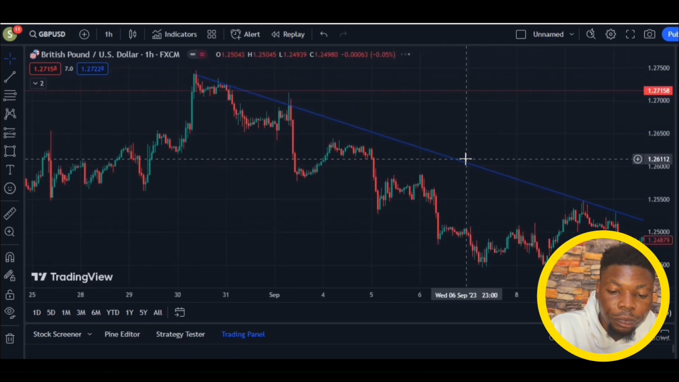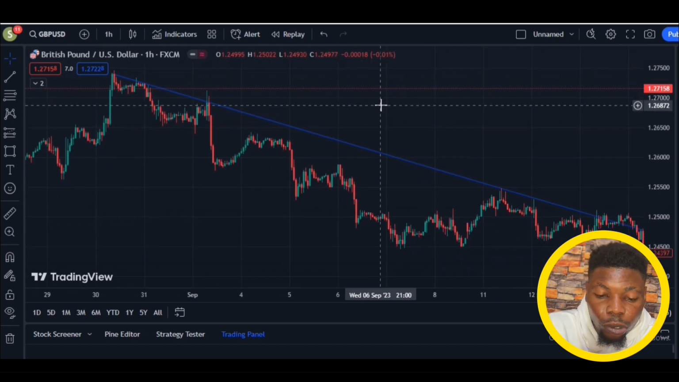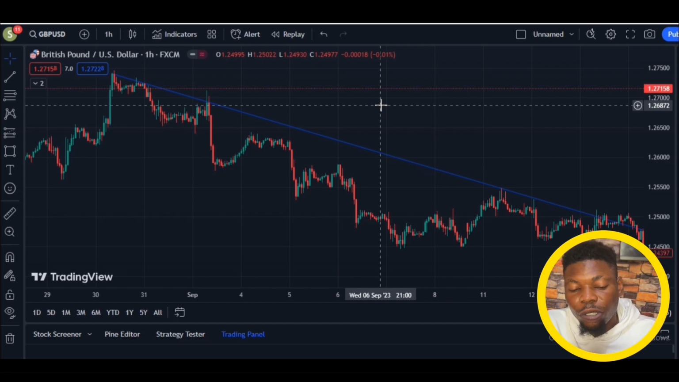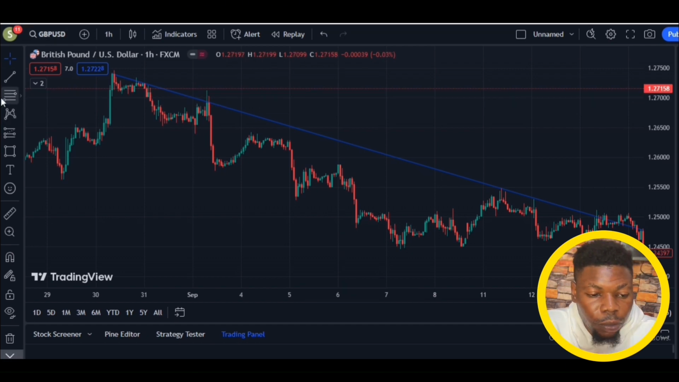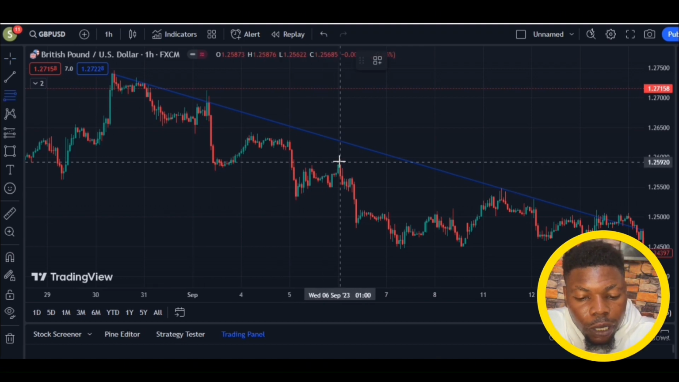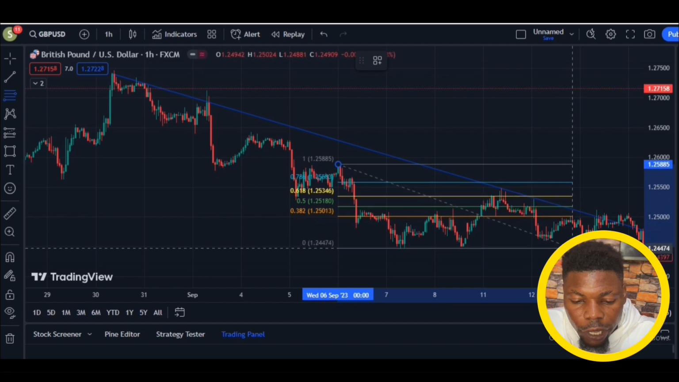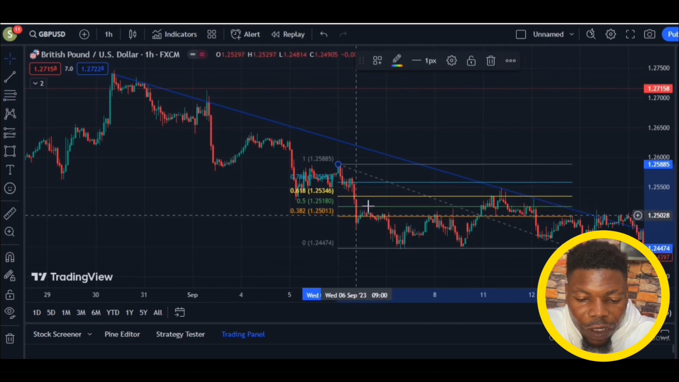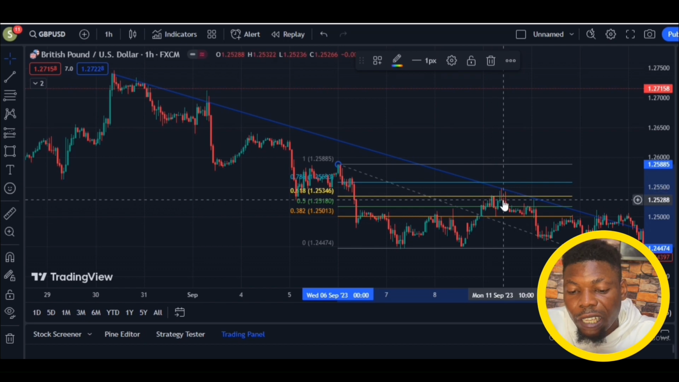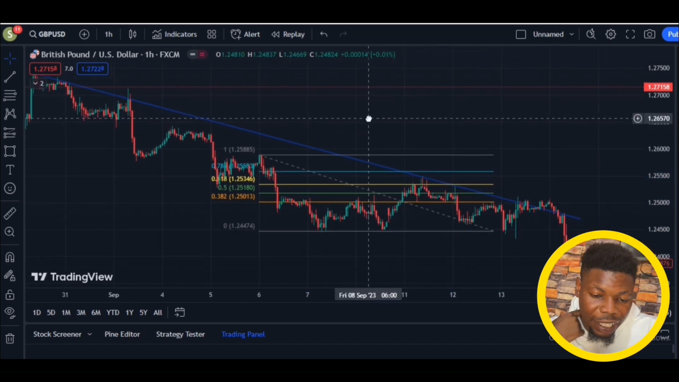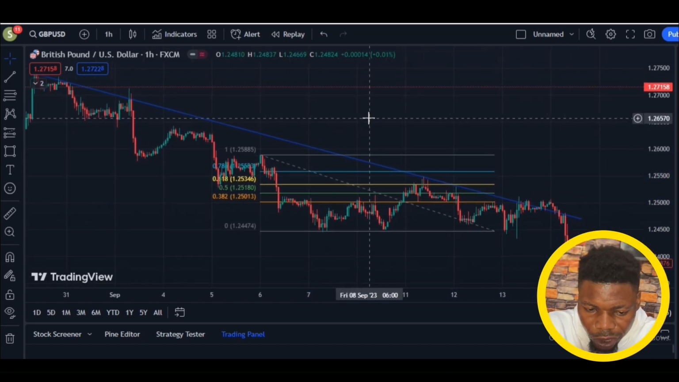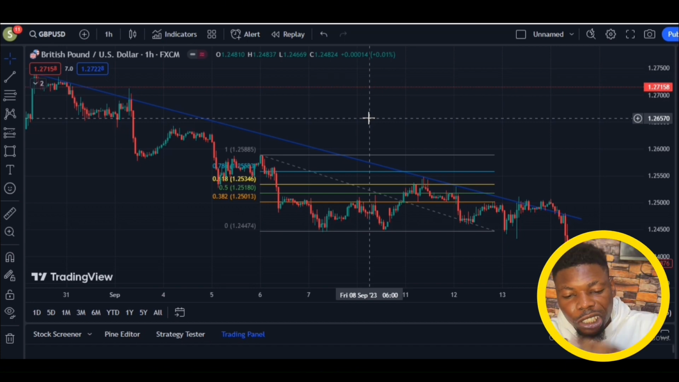So now we need to look for entries. We've drawn our trend line. So what do we do next? We need to draw our Fib tool. So we pick our Fibonacci tool, then we start from here down to here. So do we have any confluence at 0.618? Yes, we did. And the trend line must have a confluence with the 0.618, and it must reject the trend line.